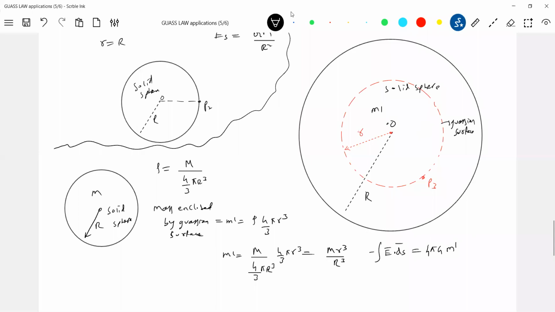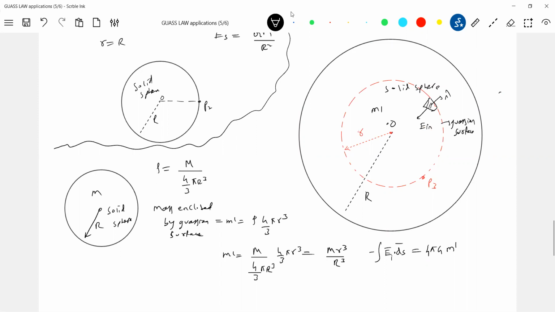Now, what is dS here? I should show what dS is. So dS will be along n cap, and here is E in. We are calculating inside.